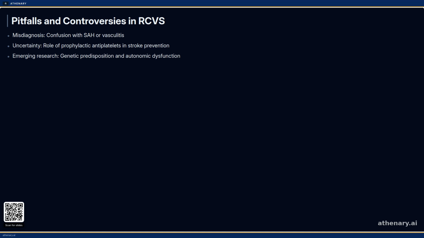The most significant pitfall is misdiagnosis. Because of its presentation with thunderclap headache and multifocal vasoconstriction, RCVS is frequently confused with aneurysmal subarachnoid hemorrhage or primary central nervous system vasculitis. The danger here is profound. Treating a patient for vasculitis with high-dose corticosteroids, for example, may not only be ineffective for RCVS but could potentially worsen the vasoconstriction. In practice, the key is the temporal profile. The reversibility of RCVS over weeks to months is its defining feature, unlike the progressive nature of untreated vasculitis.